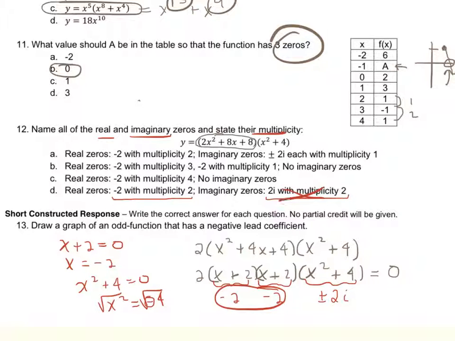Well, that's not my answer because I didn't get two 2i's. I got one 2i and one -2i. So now I'm looking at answer 1, -2 with multiplicity of 2, plus or minus 2i multiplicity of 1. That just means it happens one time. So A is our solution. And that is it.